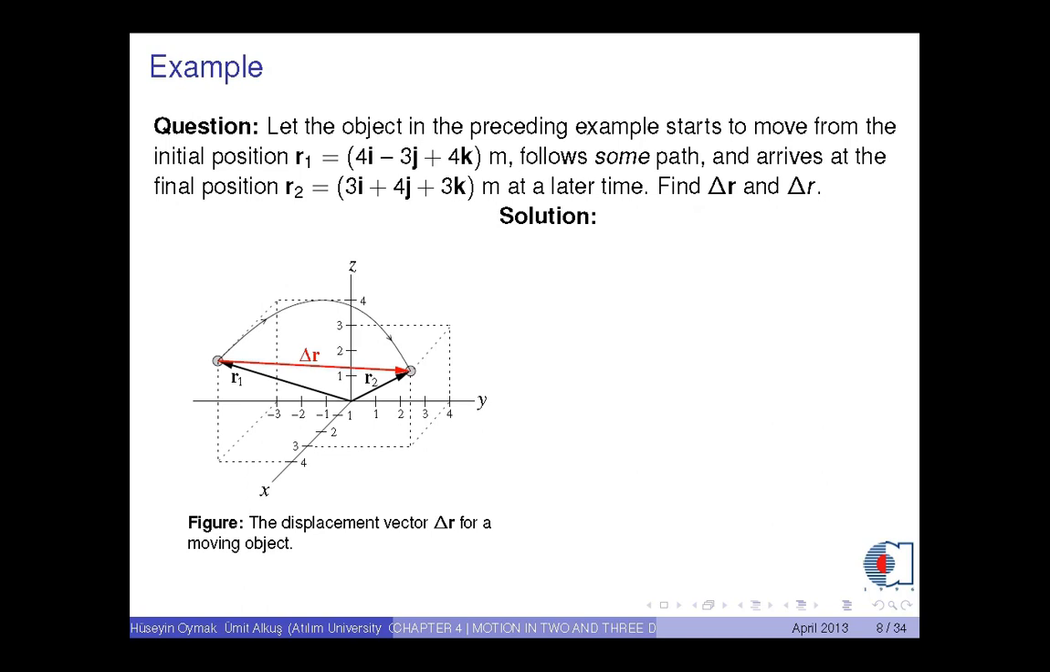Let the object in the preceding example start to move from the initial position vector r1 equals 4i minus 3j plus 4k meter, follow some path, and arrive at the final position vector r2 equals 3i plus 4j plus 3k meter at a later time. Then we are asked to find the displacement vector and the magnitude of this vector, that is, the distance between the initial and final positions of this object.